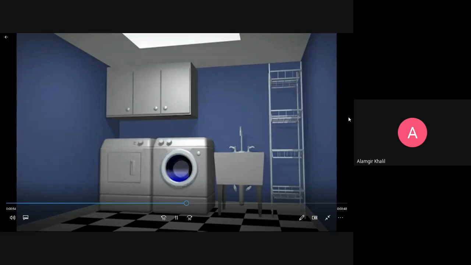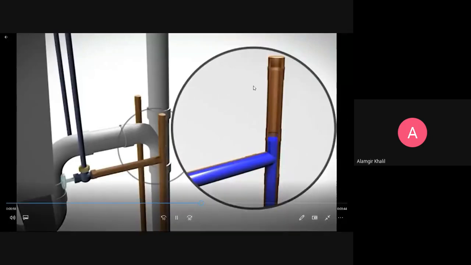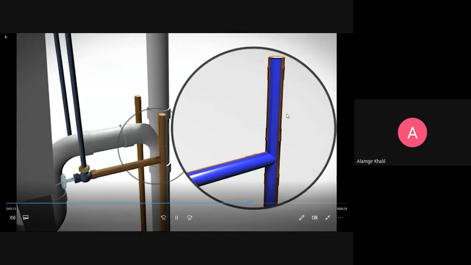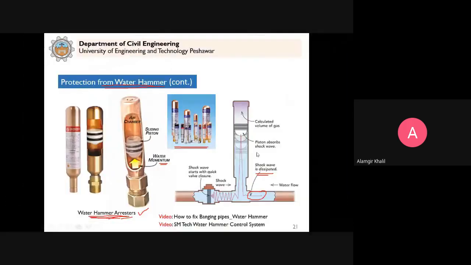So what we can do is that we can provide these water hammer arresters. You can see here in this case. So when the water is shut off, in that case it can help prevent the water hammer pressures. You can see here it will fill the air chamber. So it can provide protection in the water supply systems.